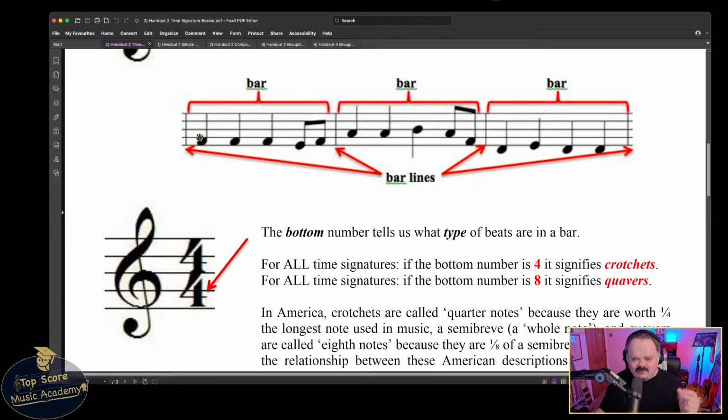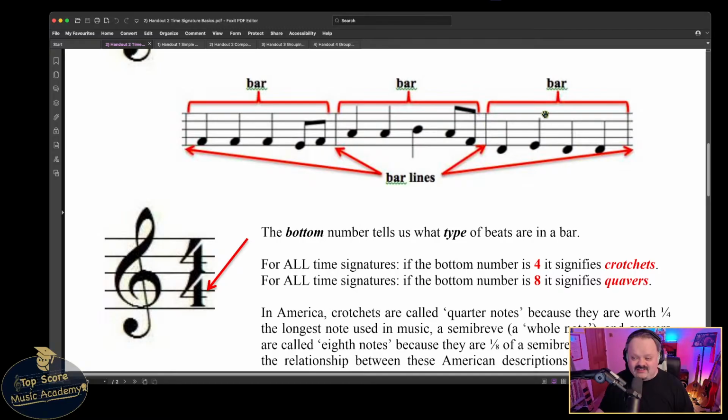So that rhythm would be bum, bum, bum, da da dum, dum, dum, da da dum, dum, dum, da da. And the same with the next bar, 3 crotchets plus another 2 quavers, or 3 quarter notes plus 2 eighth notes. Dum, dum, bum, ba, ba.